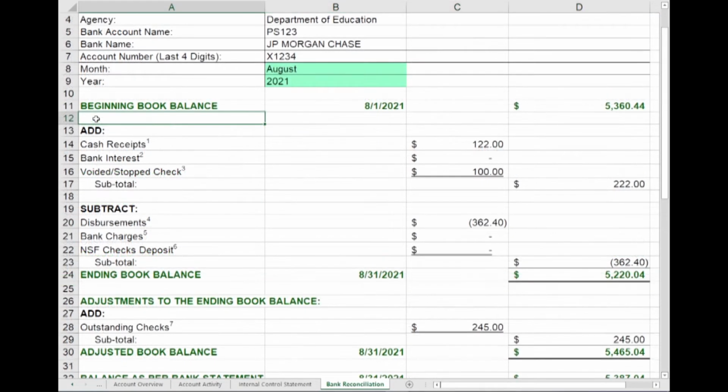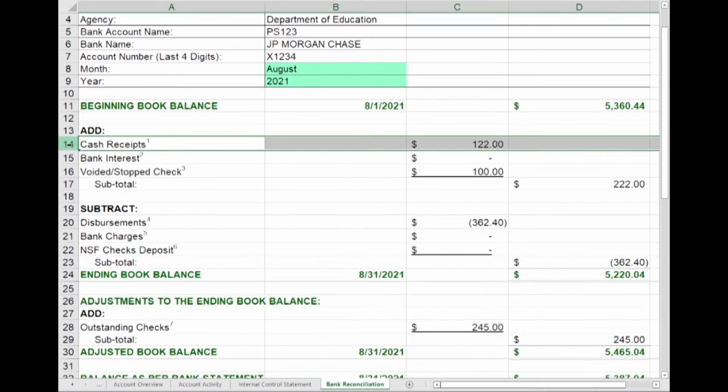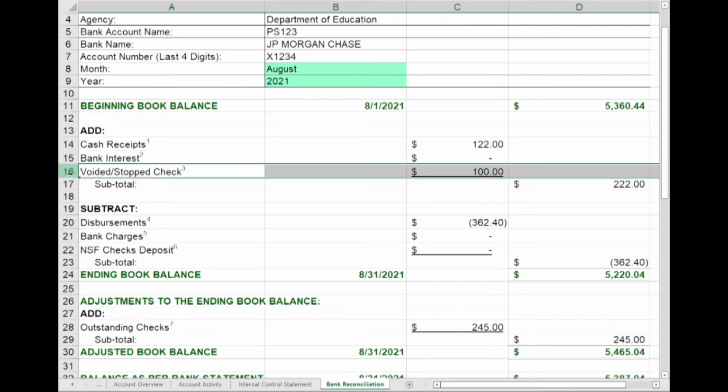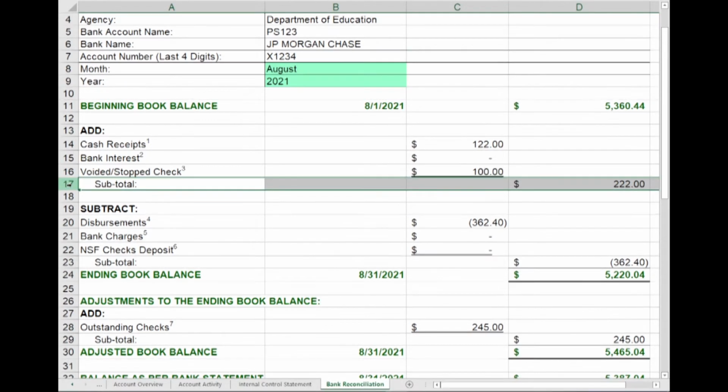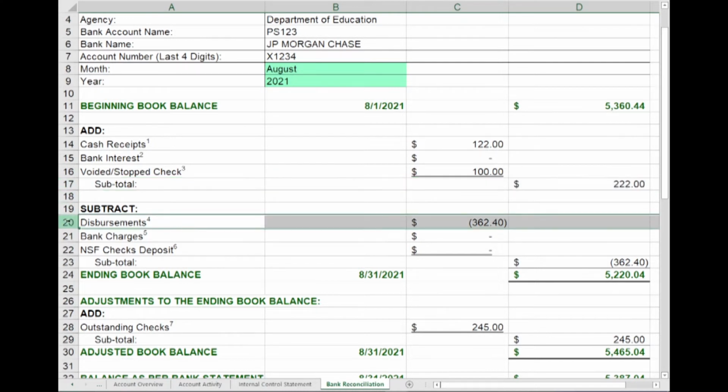We have deposits totaling $122 and a stopped check for $100, which is also a credit to the account, so a total of $222 has been added to the beginning book balance of $5,360.44. During August, there was a total of $362.40 in disbursements made.